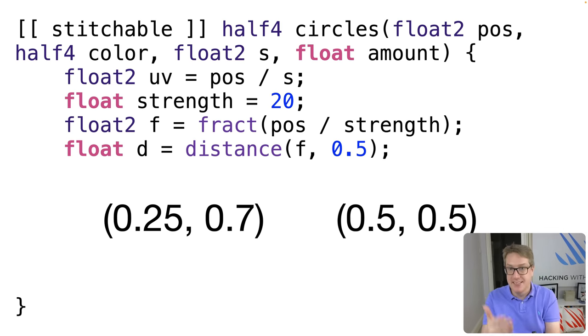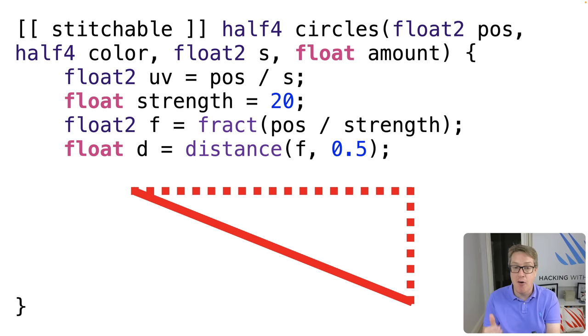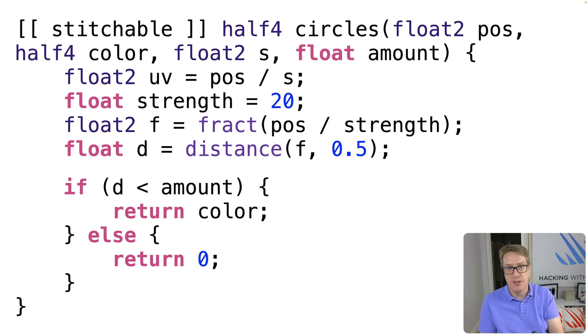What we're going to say is, again, Pythagoras' theorem. What's the distance between two things here? That's what a distance call does. How far are we from the center of the circle? Once we know how far we are from the center of our nearest circle, that's when we can say which color to draw.